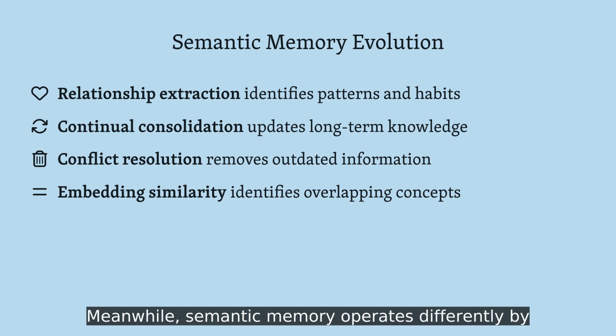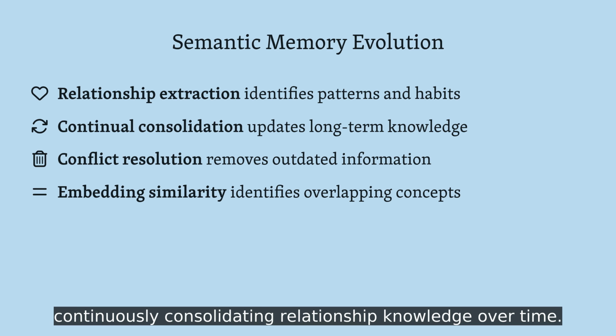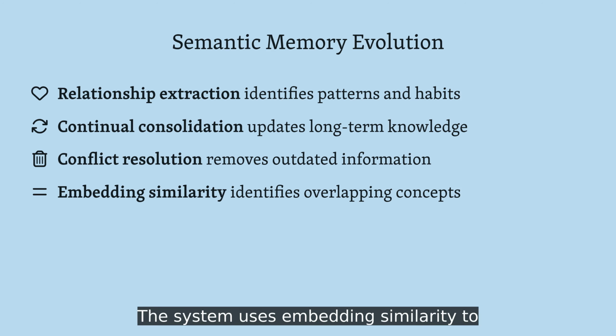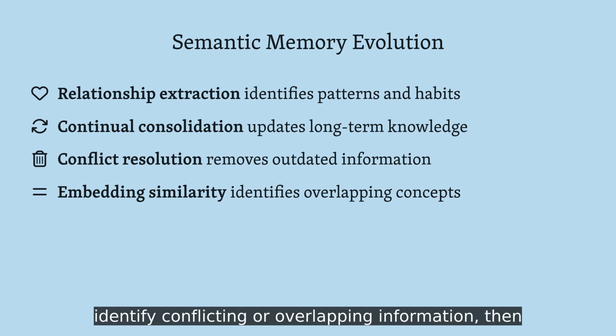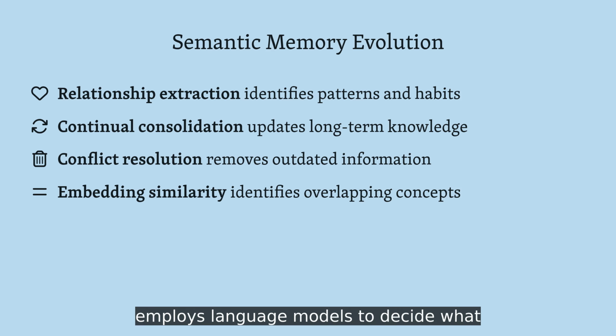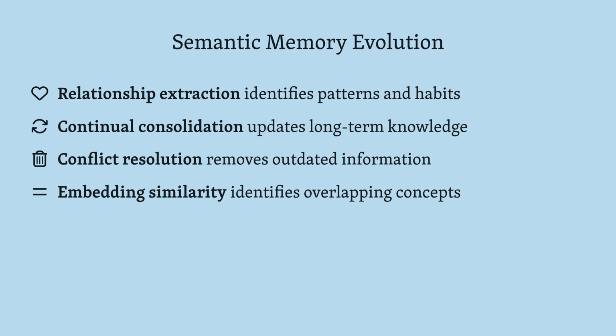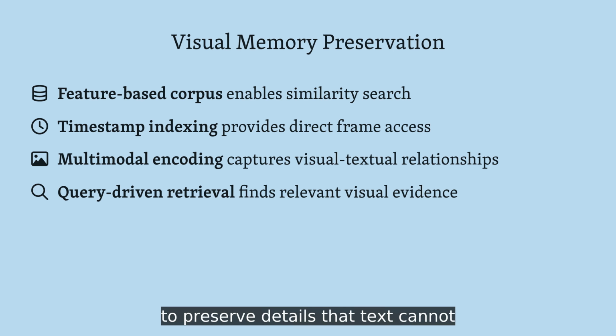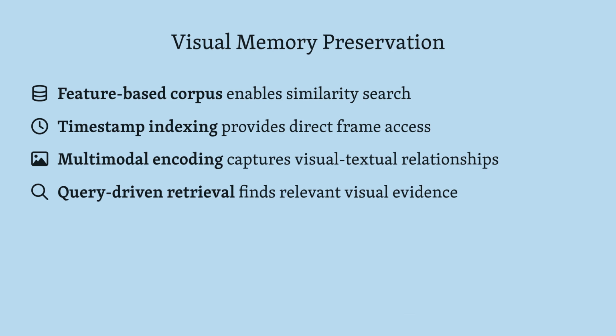Meanwhile, semantic memory operates differently by continuously consolidating relationship knowledge over time. The system uses embedding similarity to identify conflicting or overlapping information, then employs language models to decide what should be updated or removed. Visual memory takes a dual approach to preserve details that text cannot capture.